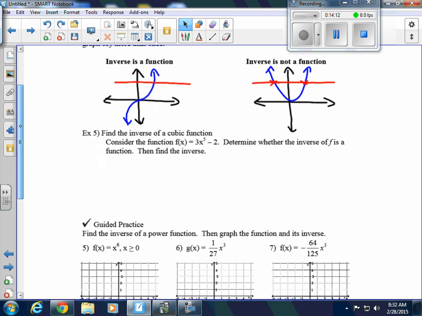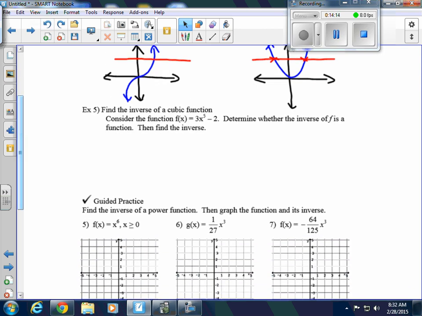So in example 5, we're going to find the inverse of cubic functions. Consider the function f of x equals 3x to the fifth minus 2. Obviously, that's not a cubic, but we do all of these odd ones the same way, the odd exponents. Determine whether the inverse of f is a function, then find the inverse. So first thing we're going to do is probably graph it.